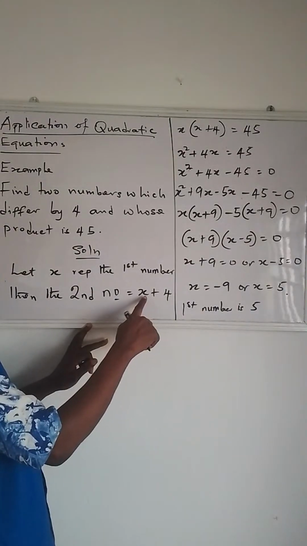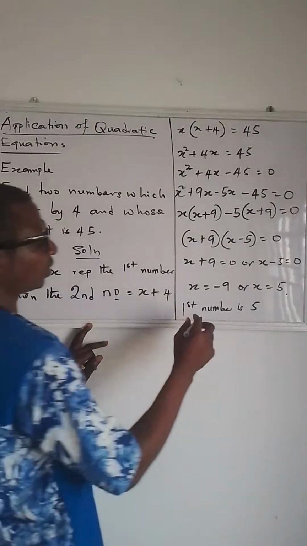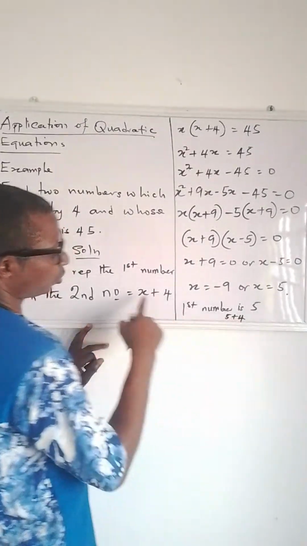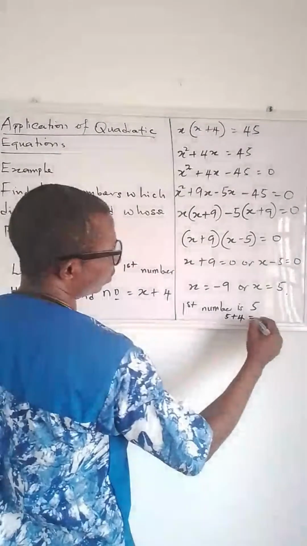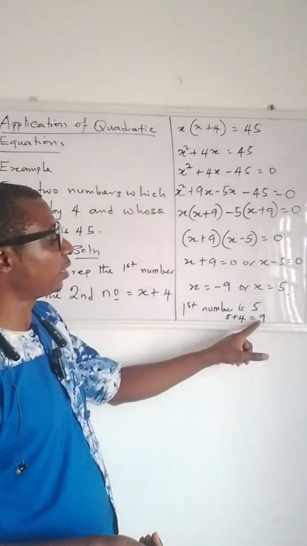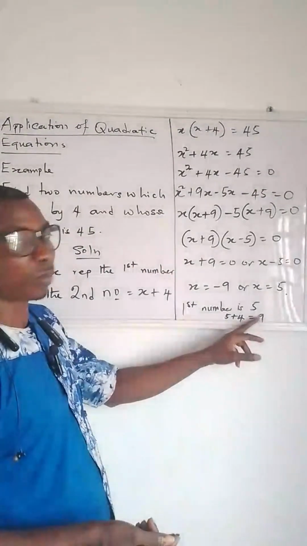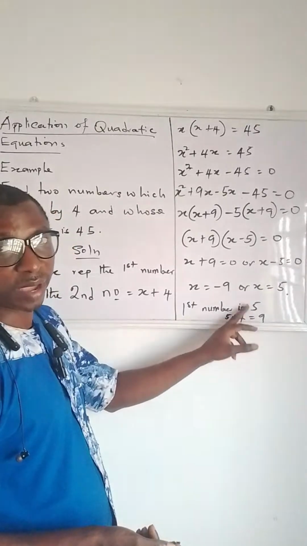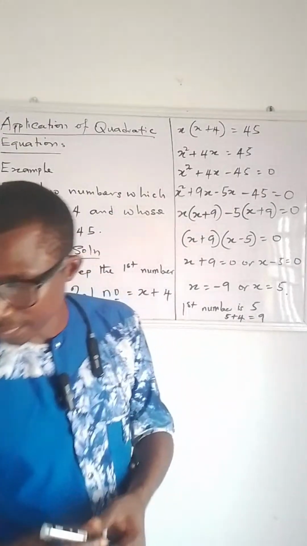Now the second number is going to be x plus 4. So that is going to be 5 plus 4, since you know x is 5. So we have 9. When you multiply these two numbers together, you have 45. And when you subtract these two numbers from each other, they differ by 4. So you have 4.